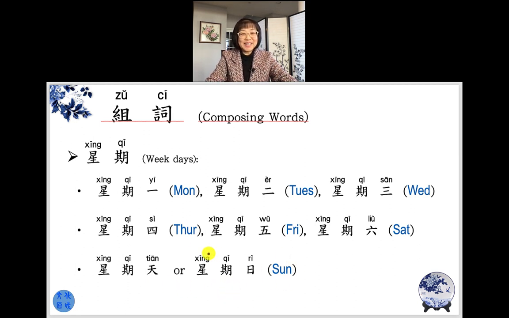So now you see, you know numbers 1 through 6, and then 天 or 日, and then you know 星期. You basically can say any day of a week. You don't need to remember 7 different words. Isn't that wonderful?